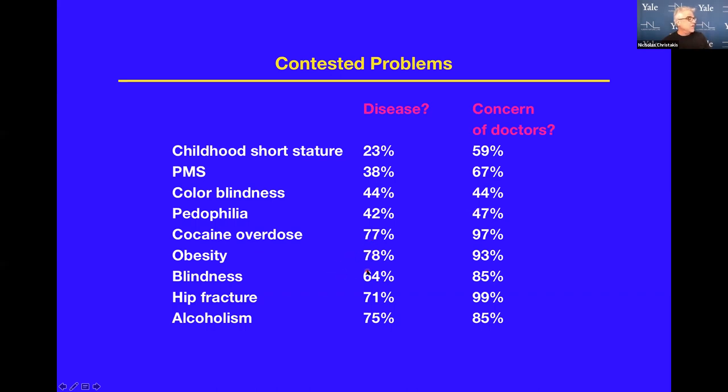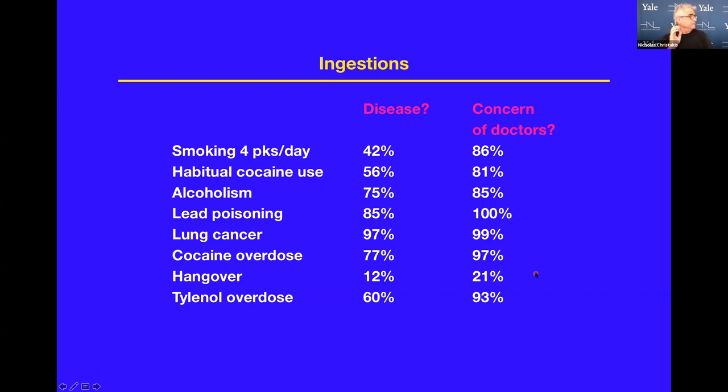Cocaine overdose, obesity, blindness, hip fracture, and alcoholism. For many of these conditions, there was not full consistency in the class regarding whether it's a disease and whether it's a concern of doctors. Now let's take a closer look at one class of phenomena. So here are some phenomena, ingestions I'm calling them. Smoking 4 packs a day, 42% disease, 86% concern of doctors, habitual cocaine use, alcoholism, lung cancer, 97% disease, 99%, 100% thought lead poisoning was a concern of doctors, cocaine overdose, a hangover.